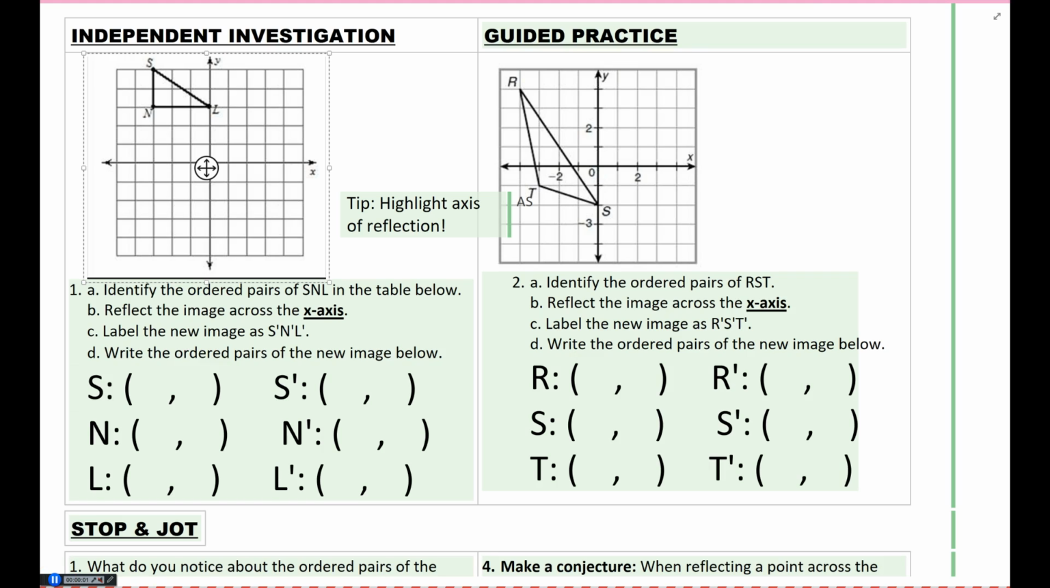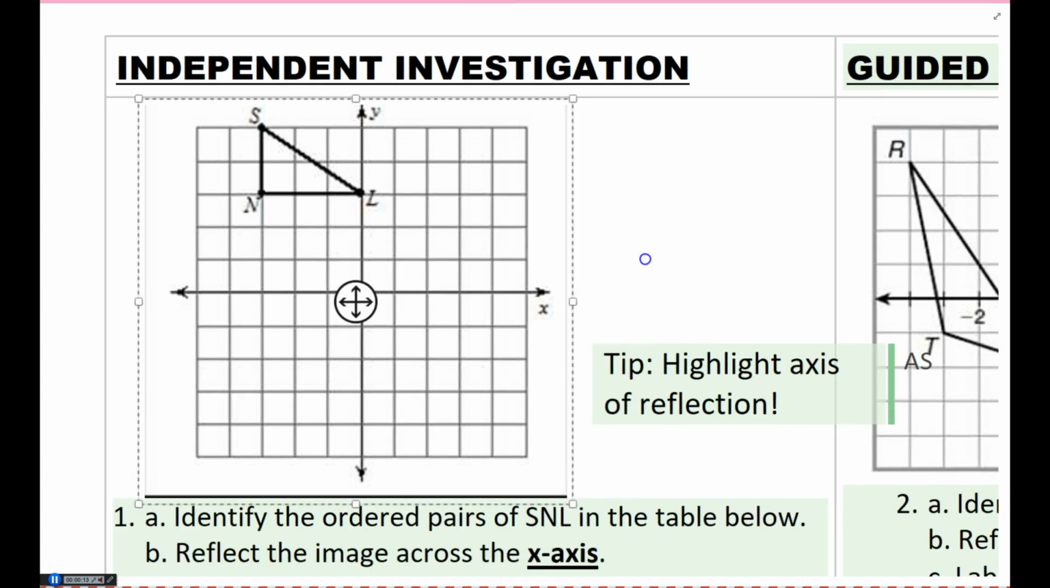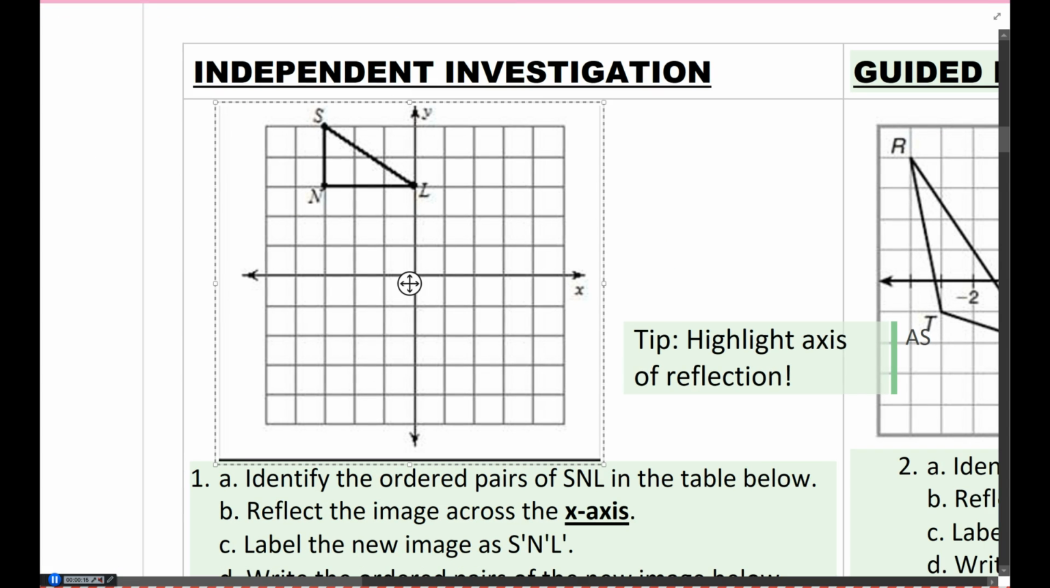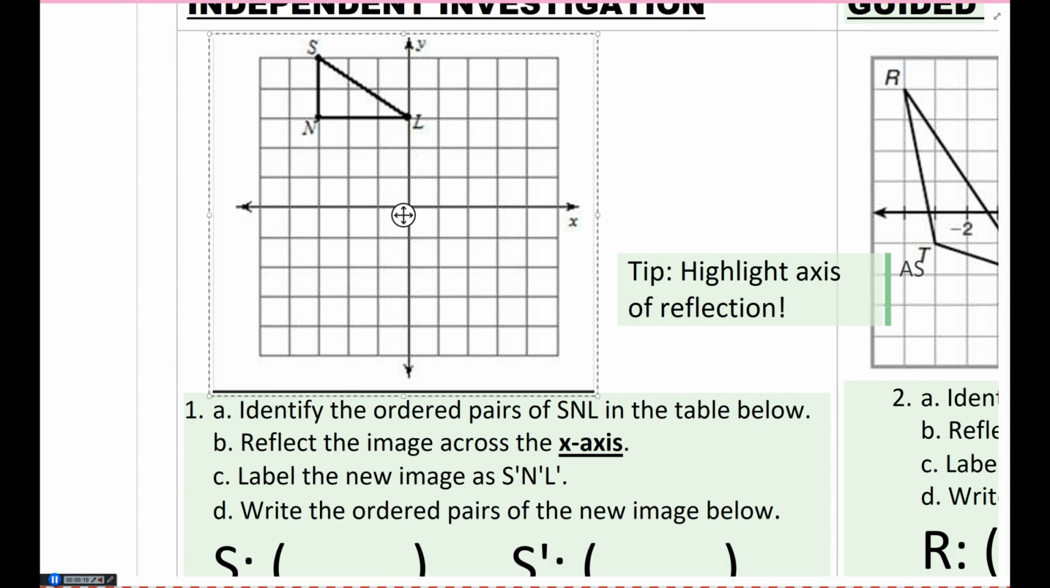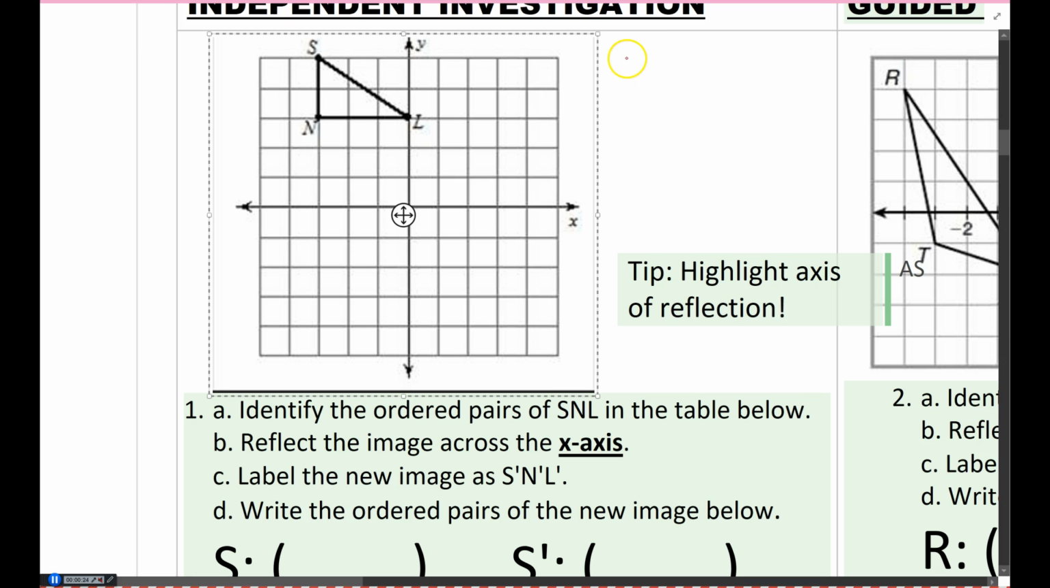All right, guys, so today you are going to be taking your students through the independent investigation as well as the guided practice. So as you're going through this, these are the key things that you really need to be highlighting with your students. Thing number one, when we're going through reflections, the main idea behind reflections, as we saw yesterday, is we need to make sure that we are not confusing these with translations.